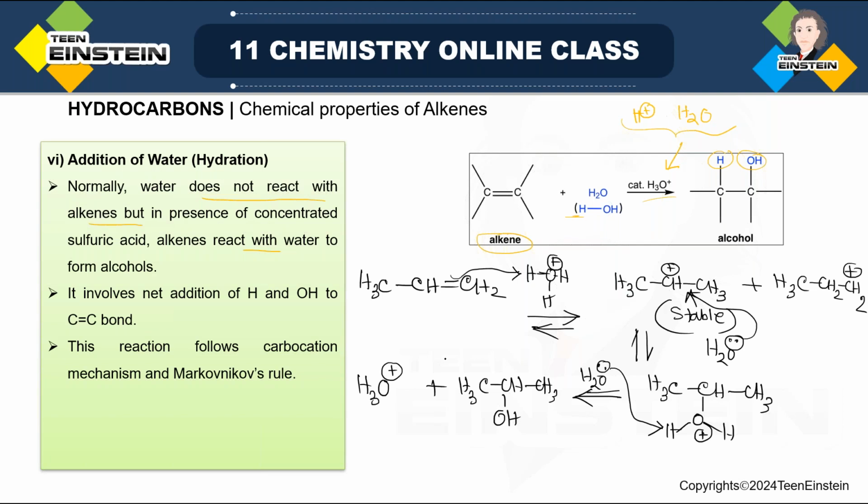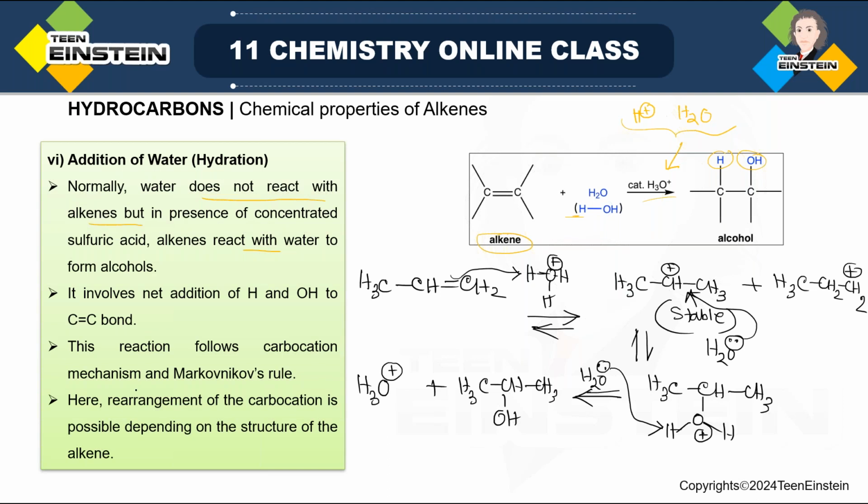So from the mechanism you can understand that a carbocation intermediate is involved, then obviously the question of rearrangement is still there. If there is a chance of rearrangement, depending on the substrate, that is possible. So rearrangement of carbocation is possible depending on what type of structure you have taken for the alkene.